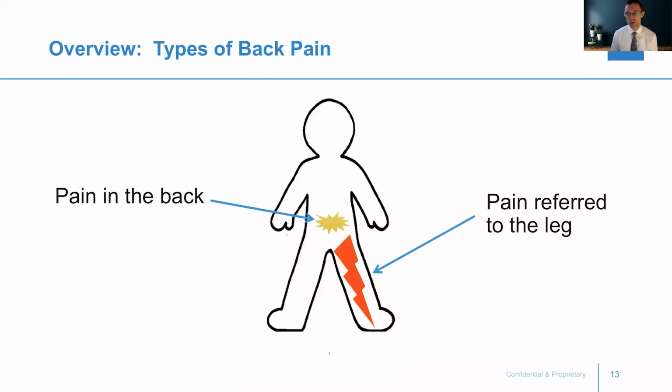So I'm going to now do an overview of different types of back pain. One of the major classifying schemes in back pain is to talk about either back pain which is in the back, or pain which comes from structures in the back but refers to the leg or some other part of the body. And that will commonly be called sciatica or, more technically, lumbar radicular pain.